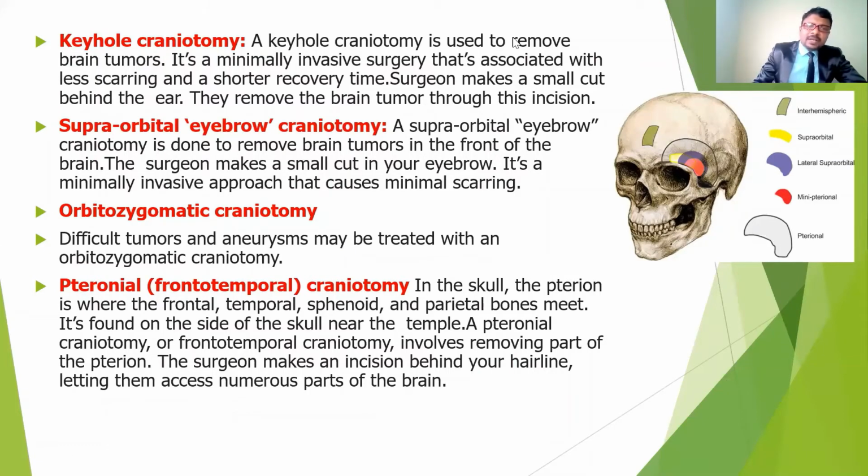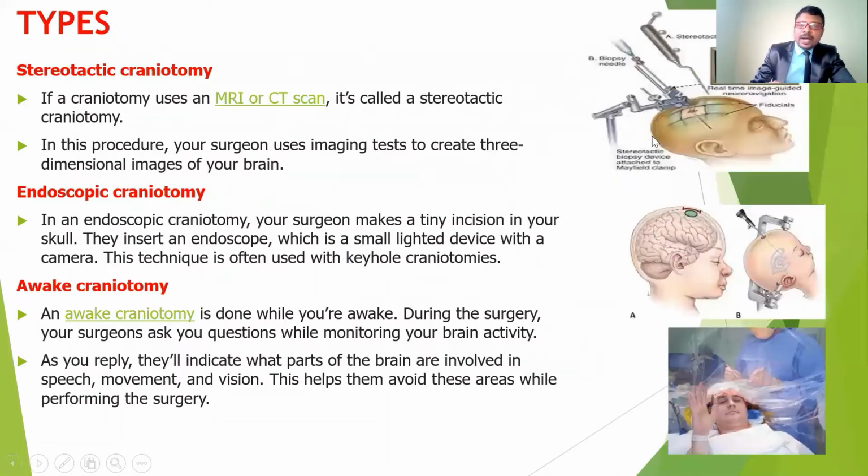In the case of the supraorbital, meaning eyebrow craniotomy, if the opening is above the orbital features, this is called the supraorbital craniotomy, where the location gives the name. And if you see the stereotactic craniotomy, this is the opening of the cranium with the help of, and they also use, MRI and CT scan while doing the craniotomy.